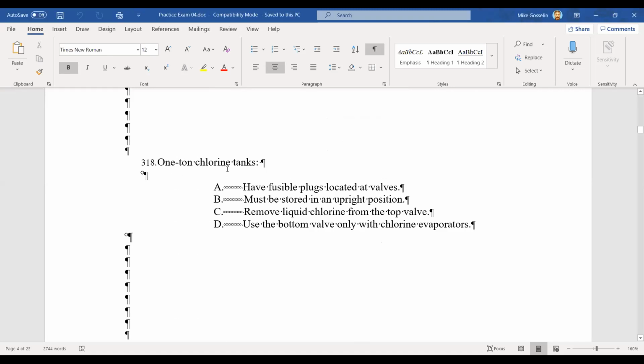So this question's on 1 ton tanks. So yeah, the tonners, right? Tonners are always horizontal. The 100-pound or the smaller bottles would be stored in the upright position. If you looked inside a 100-pound cylinder, they have a drop tube that goes down, so you're actually drawing the liquid off the bottom of those tanks. But the tonners are always in a horizontal position.